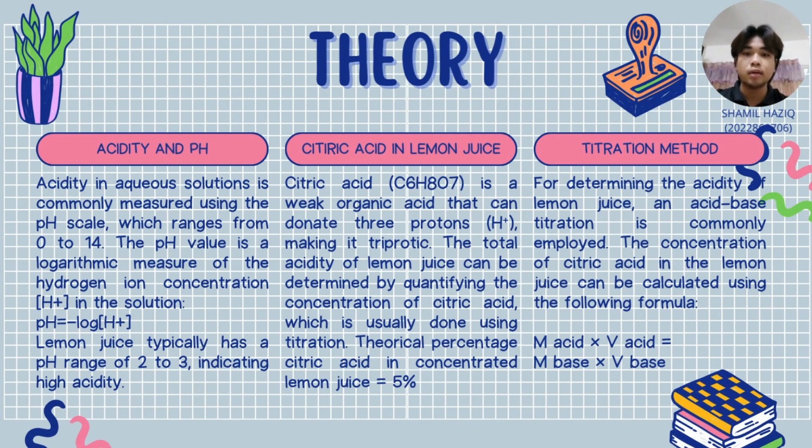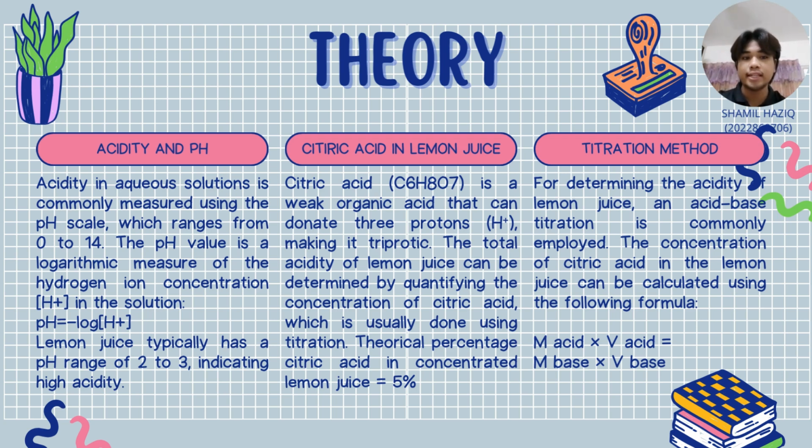There are three theories in our presentation. The first one is acidity and pH. Acidity in aqueous solution is commonly measured using the pH scale, which ranges from 0 to 14. The pH value is the logarithmic measure of the hydrogen ion concentration, which is H+, in the solution. The formula is pH equals negative log of H+. Lemon juice typically has a pH range of 2 to 3, indicating its high acidity.